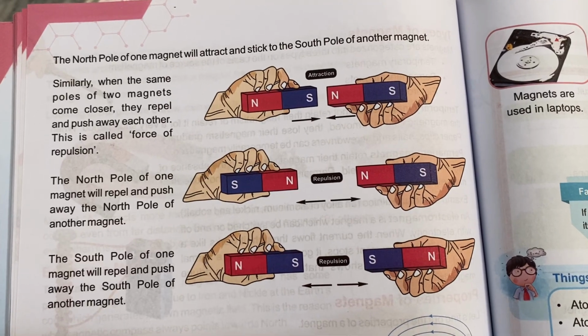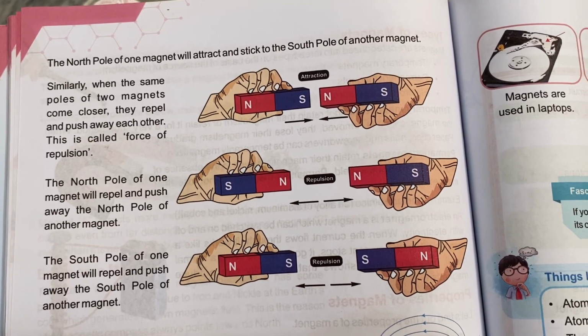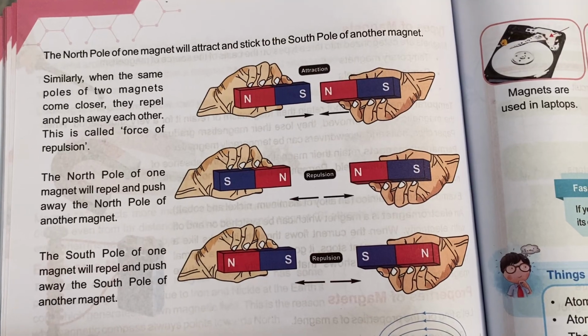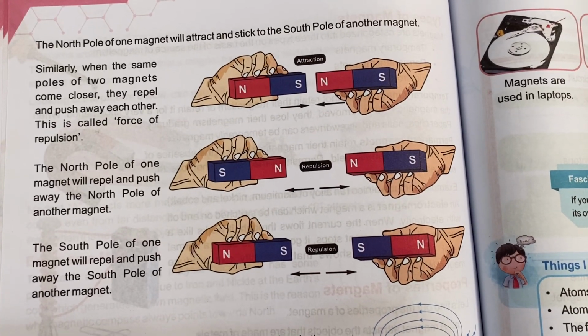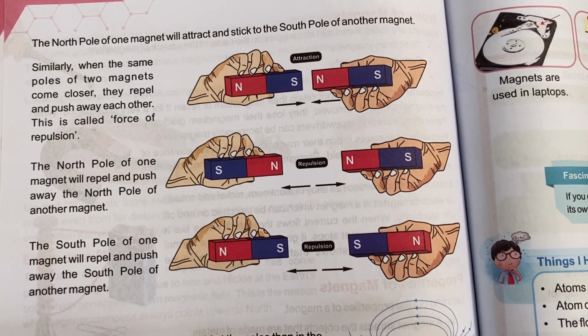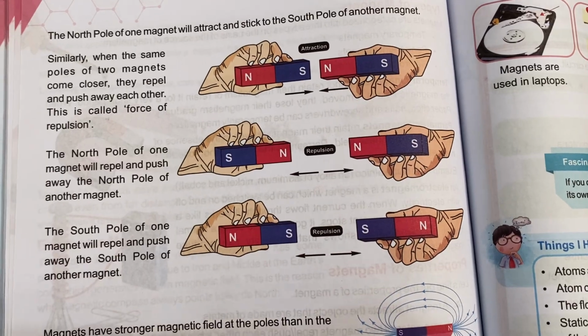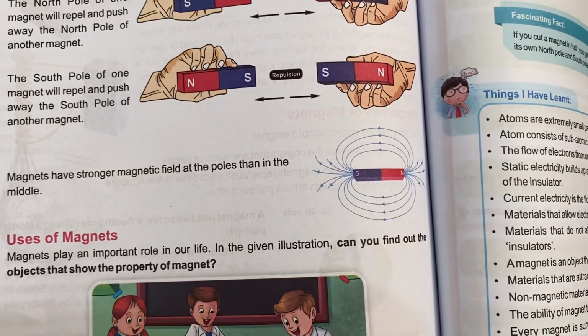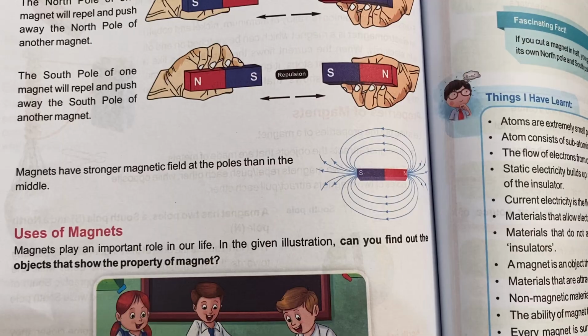The north pole of one magnet will repel and push away the north pole of another magnet. The south pole of one magnet will repel and push away the south pole of another magnet. Magnets have a stronger magnetic field at the poles than in the middle.